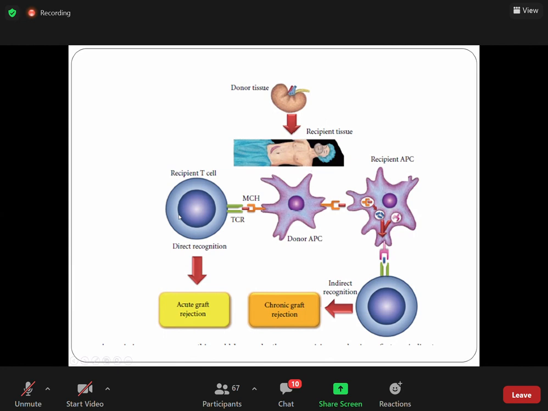And what is the indirect rejection? The donor antigen presenting cells and the recipient antigen presenting cells bound together, they bind the recipient T cell, and this causes a late immune response, causing chronic rejection. These are the two pathways, direct and indirect. In direct, the T cell binds the donor antigen cell and the immune system causes graft rejection. In indirect rejection, the recipient antigen presenting cells bind and then the T cell is activated, in a late reaction leading to chronic rejection.